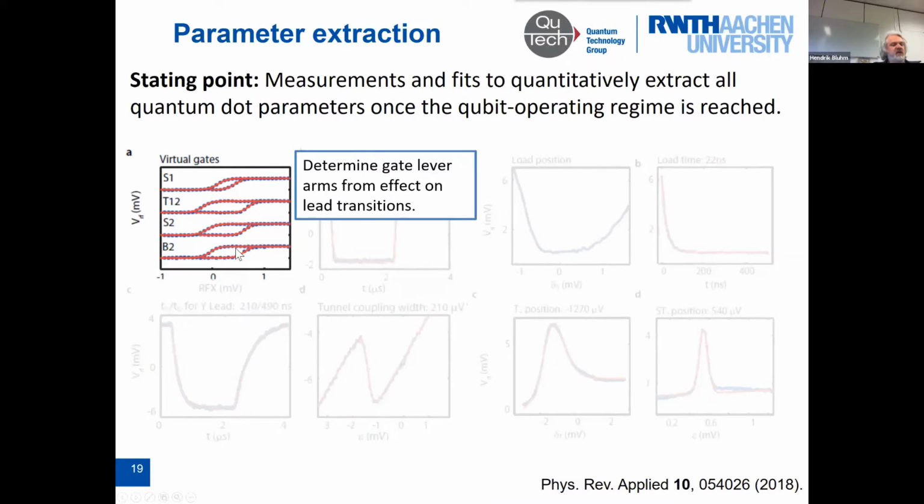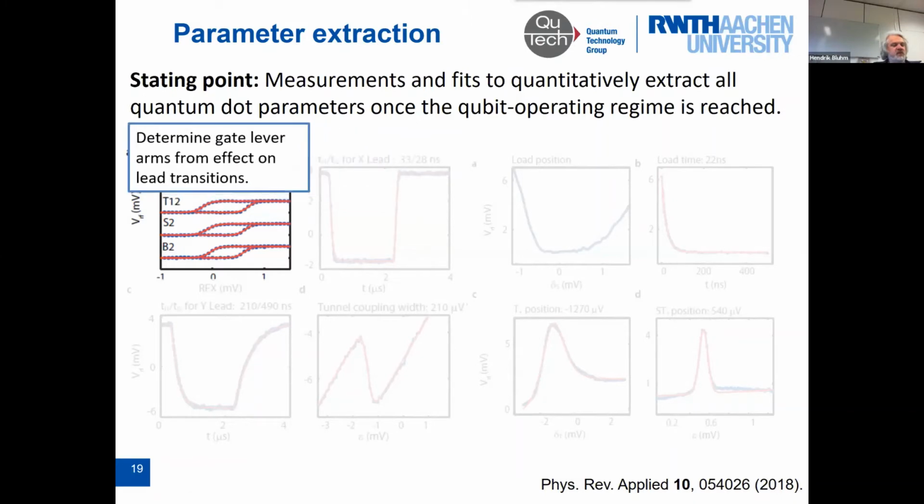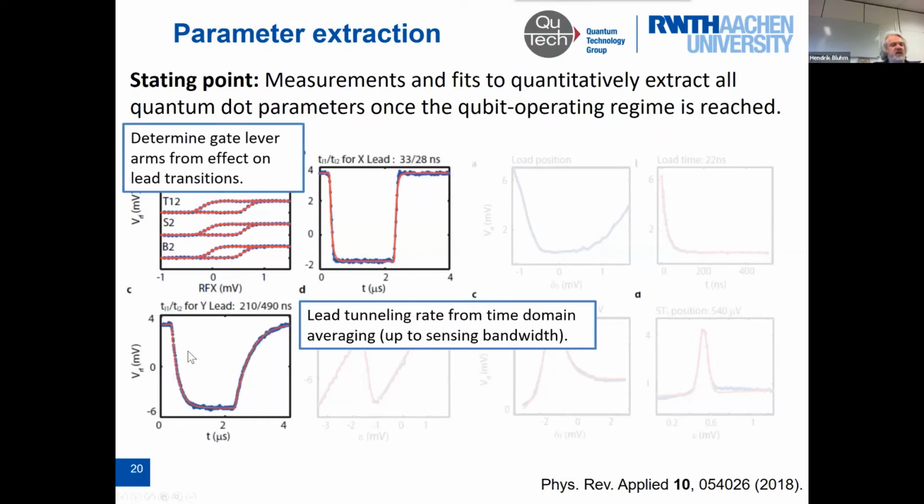It starts out from looking at how the transitions of the electrons, so these steps in the charge diagrams, change when adjusting the gate voltage, and that gives us cross capacitances and lever arms. Then the next step is to look at the tunneling rates. Here the procedure is to change the voltage and see in real time, with repetitive signal averaging, how fast an electron can tunnel in and out of the dot. This exponential decay can be fitted and tells us the typical tunneling rates going into or out of the dot. And this can be done for several leads.